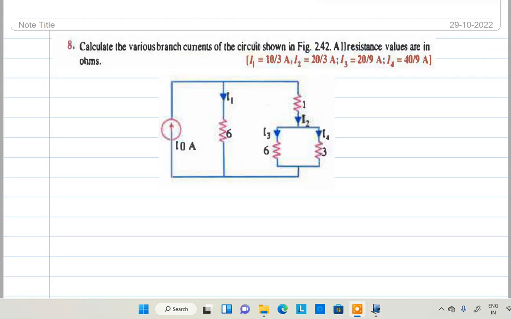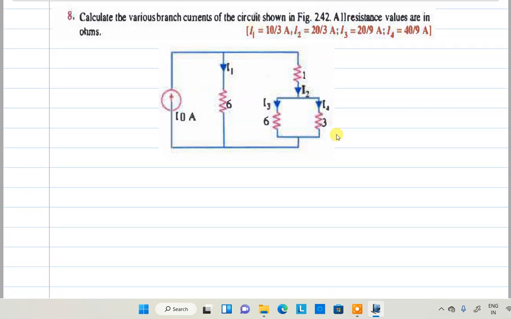Next, problem number 8. The 7th problem is similar to problem number 6, that's why I skipped it. So the 8th problem we are going to do. Calculate the various branch currents in the circuit. All resistor values are in ohms, in ohms only, not kilo ohms, right? So this is a branch. This is branch current I1, I2, I3, and I4. So how do we find the values of all these currents? Look here. If you understand this problem, we can do any problem in the current division rule, right? So this is 10 amperes. That is the total current.